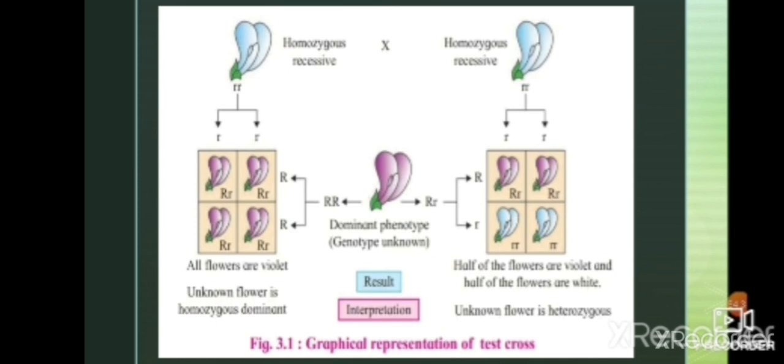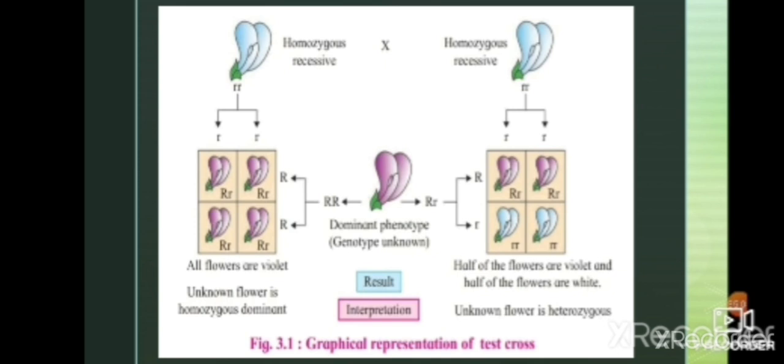Then what is the ratio? After pairing: capital R small r, capital R small r, capital R small r, capital R small r. All flowers are violet. Then the unknown flower is homozygous dominant.